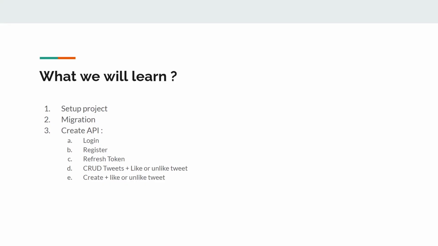We're going to build a simple API project inspired by the Twitter or X application, but in a much simpler form. We'll cover how to set up the project, create database migrations, and build several APIs such as login, register, refresh token, and more. We'll also learn how to join data from different tables and map it properly into API responses. I've tried to organize the folder structure neatly so it's easier for you to understand.